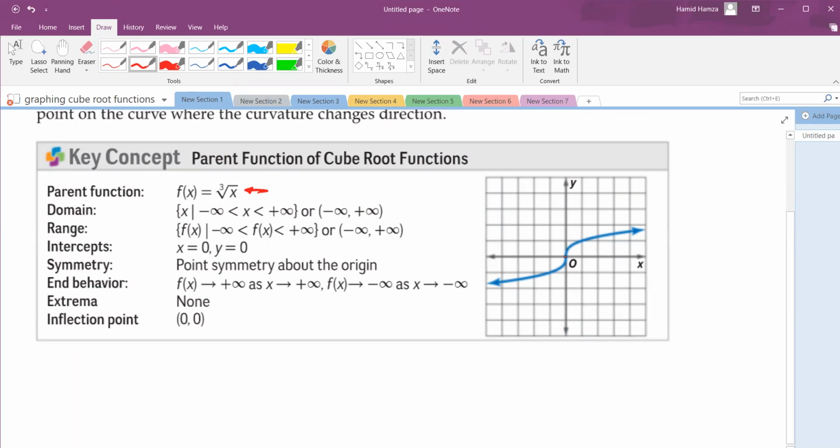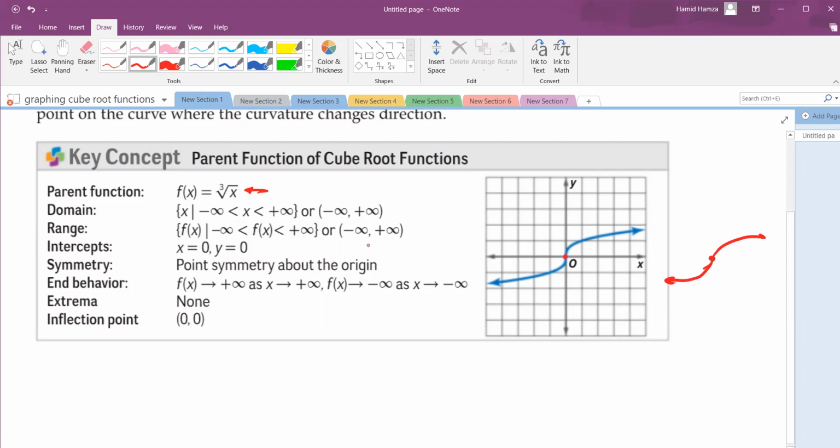This point, its name is inflection point. So this is my key when I draw it. We start from the inflection point, and we go up like this, and we go down here like this. So this is the shape of the cube root function.